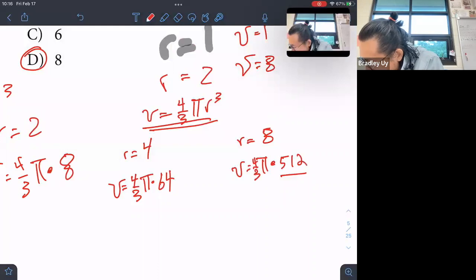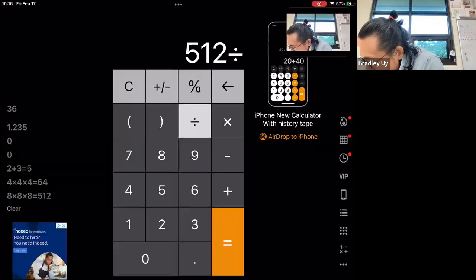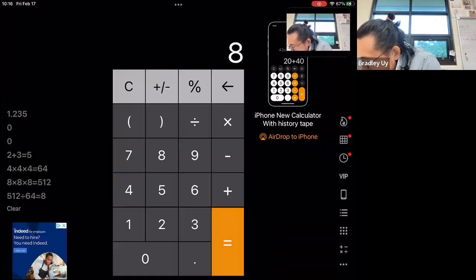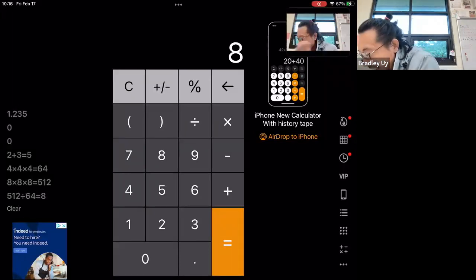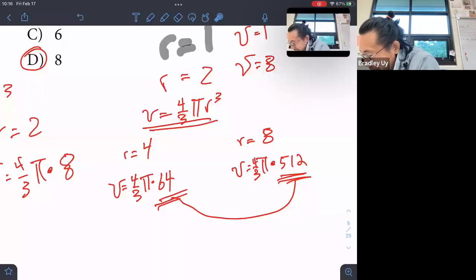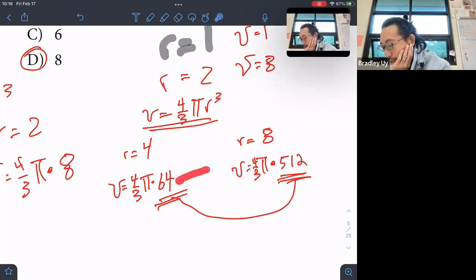This number is how many times greater than that number? Well, one way to do that is just do 512 divided by 64, and that will equal 8. So as you can see, it does not matter what the radius is. If you double the radius, this will always be 8 times greater than that, in compared volumes.